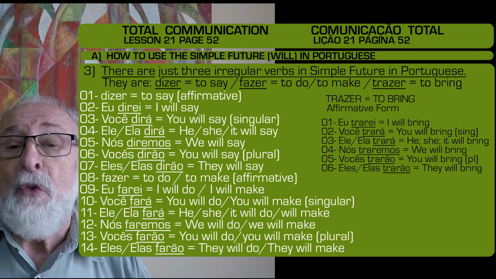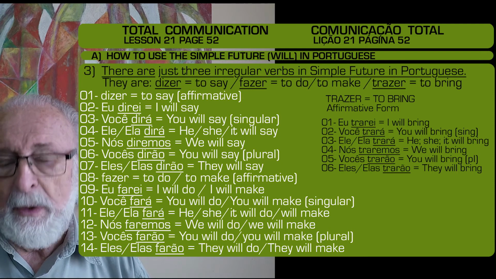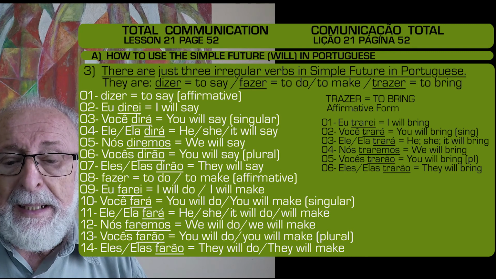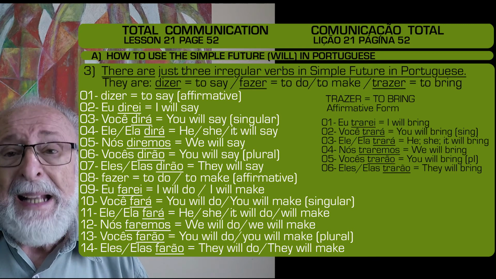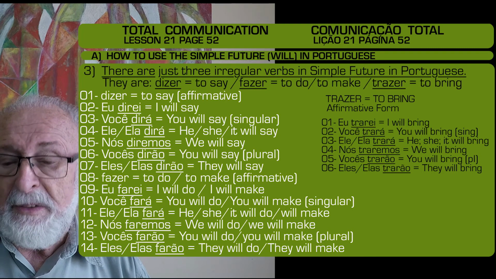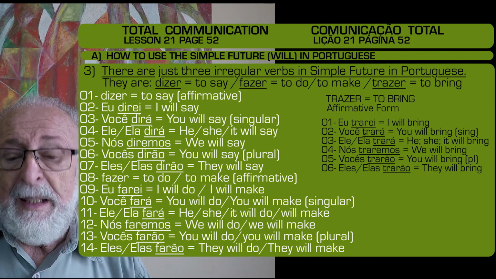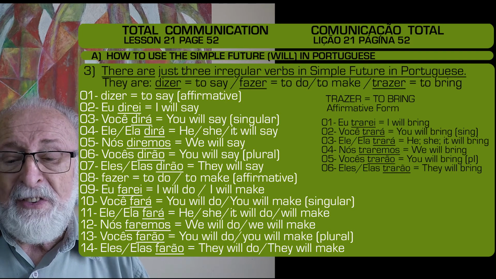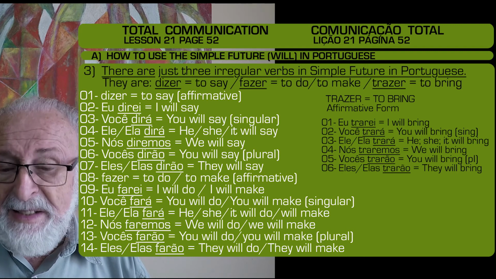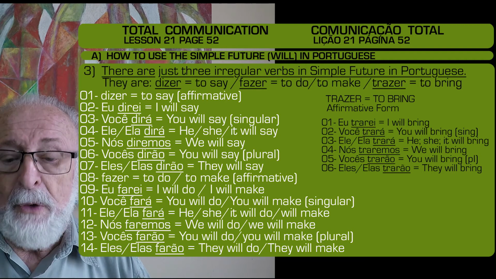In line 2, você trará. You will bring. Singular. In line 3, ele or ela trará. Trará is the same as in line 2. He or she or it will bring. And in line 4, nós traremos. Nós, we, nós traremos. It is we will bring.